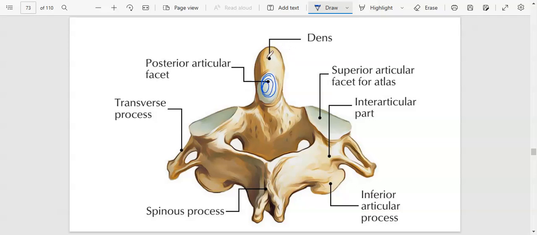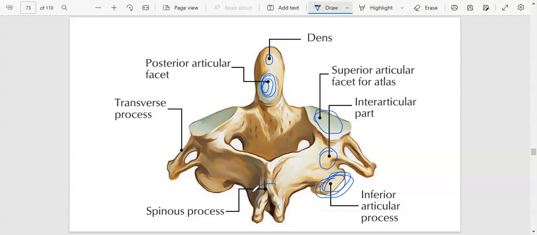So this is the axis. Got a dens there. Okay. Also have the superior articular facet. This one, superior articular facet. You also have the inferior articular part. This portion here. The inferior articular process. This one here, inferior articular process. So this part can articulate with other bones down. That's why we are calling it inferior, meaning down.